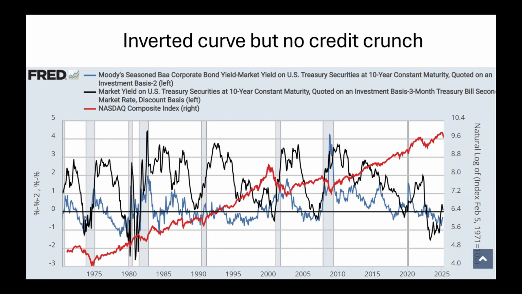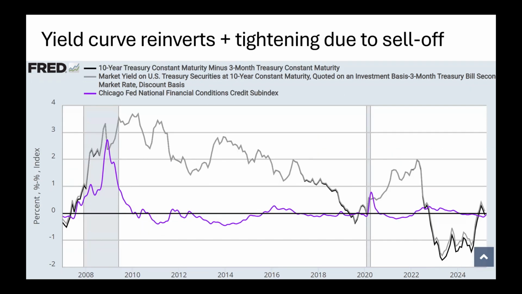That graph zooms in and uses a slightly different index, but still credit related. So here you get the 10-year minus the 3-month, and the Chicago financial conditions credit subindex. Again, it measures basically the same thing, but as you zoom in, you can see that the yield curve inversion is starting over again. It peaked up a bit, but it's coming back down. There's a very slight tightening of credit conditions, and that's probably mostly due to the sell-off in the equity markets at the beginning of this year.